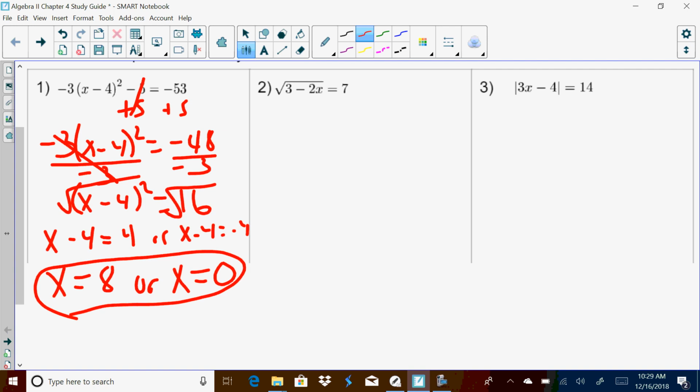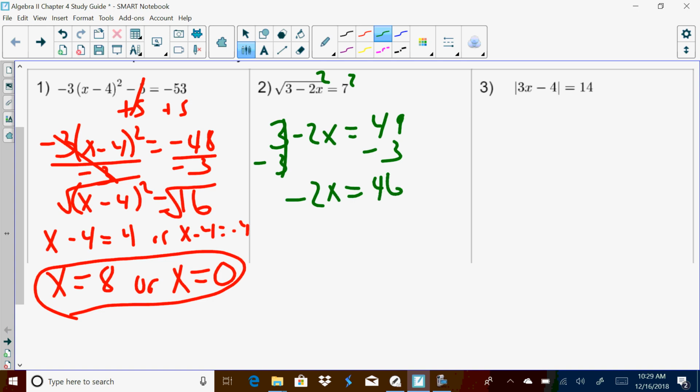Problem number 2, the first thing I did was square both sides. So I got 3 minus 2x equals 49. Subtract 3. Negative 2x equals 46. I ended up with x equaling negative 23. When I plug that back in, I got 7. So it is a solution.